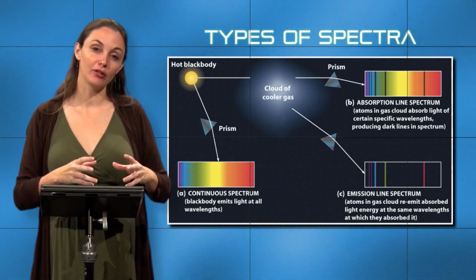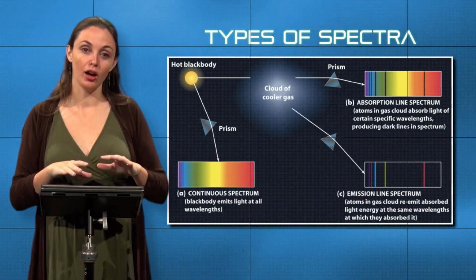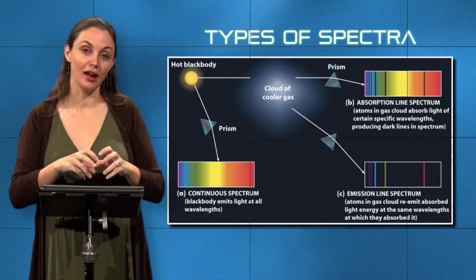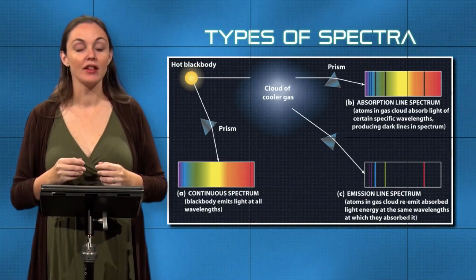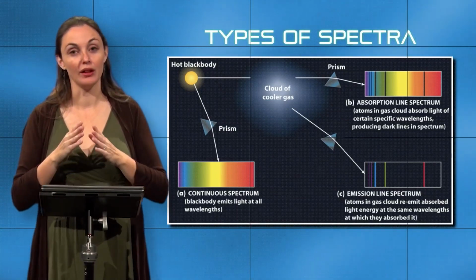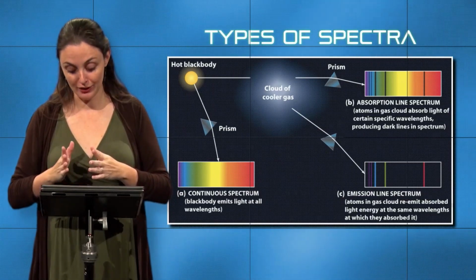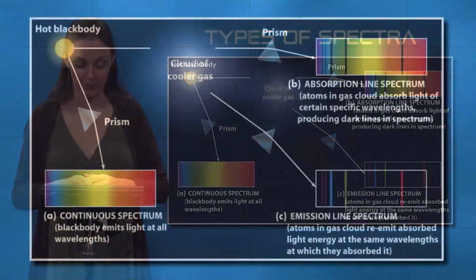But if you took the light from that same object and passed it through some cooler surface, like let's say a cloud of gas, a nebula, or even the gas in the Earth's atmosphere, then that light would have to travel through a prism, and what would eventually happen would be that you'd break it down into all of these absorption line or emission line spectra.